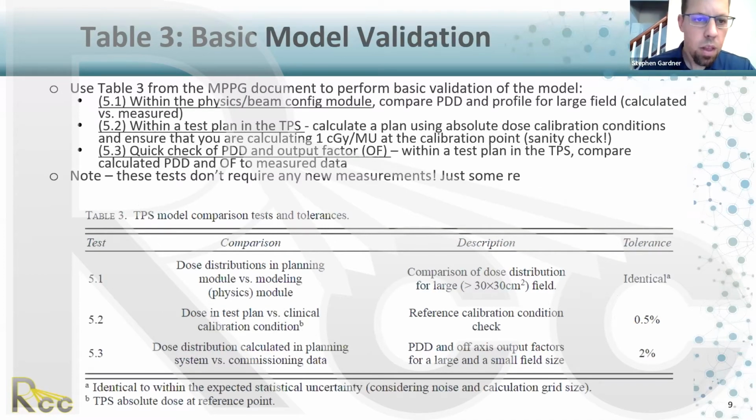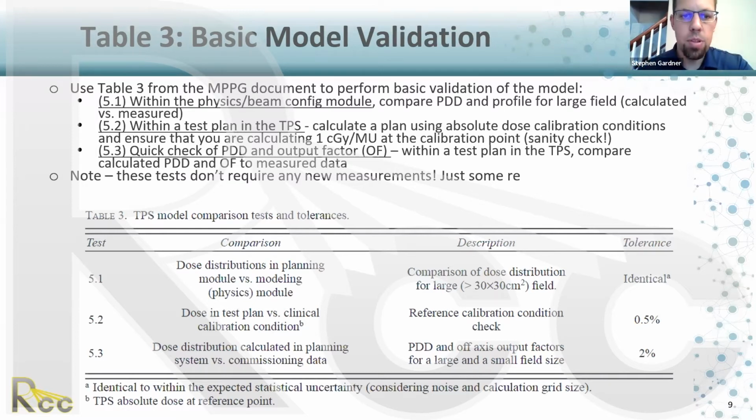So this is table 3, just copied from the report itself. And I've just given a little bit more detail here, in my own words, of what each test is, and then we'll go over what they would look like in the planning system in the next slide. So for this 5.1 test, we're going to compare the PDD and profile for large fields, like a 30 by 30 field, 40 by 40 field, just comparing calculated versus measured.